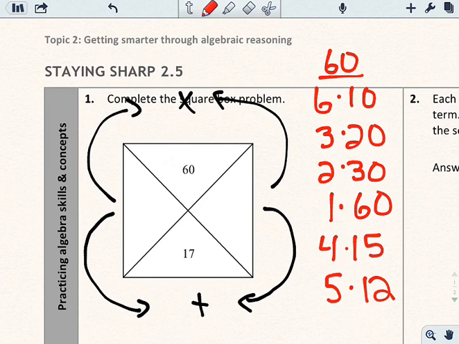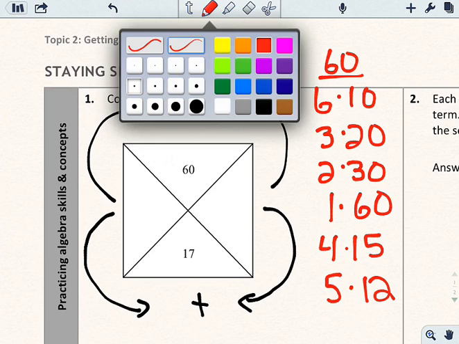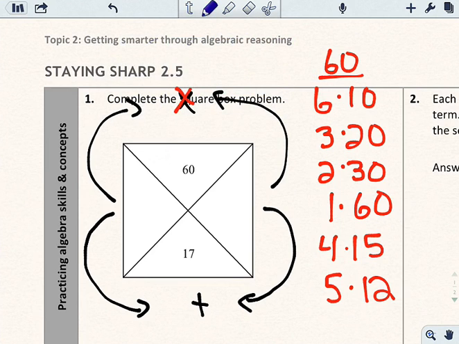Point being, if you were to start with the addition, you'd still be making a list. If you think of any number, like 5, you can think of a number that adds to it to get 17, 5 plus 12. Or 10 plus 7 makes 17. 8 plus 9 makes 17. 17 plus 0 makes 17. So we can make this list forever. If we start with the multiplication, the list is going to be much, much shorter. So I would definitely always start with the multiplication.